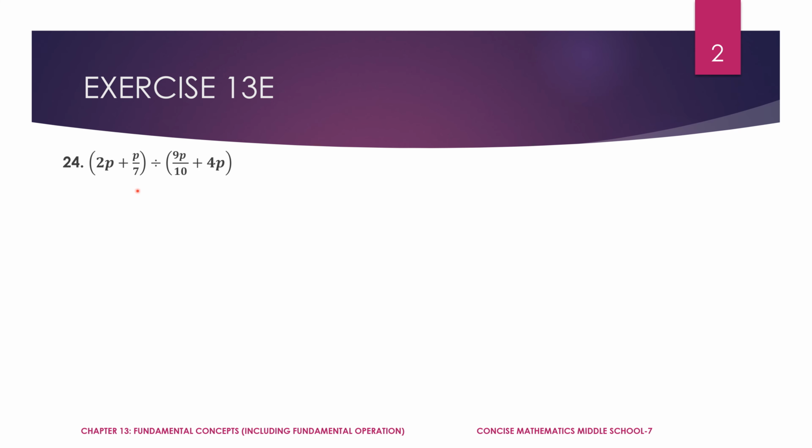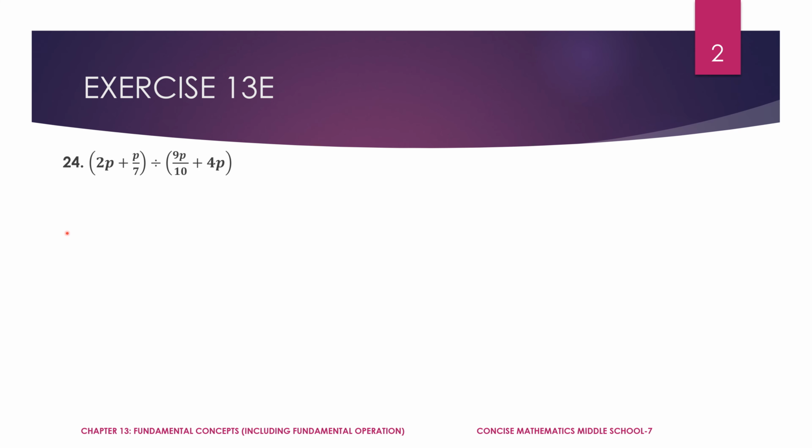2p plus p by 7 divided by 9p by 10 plus 4p. Here, this is an algebraic expression where one term is a fraction. Even here, this is an algebraic expression and one term is a fraction. So, how to divide when an algebraic expression contains fractions? This is what we are going to learn today.